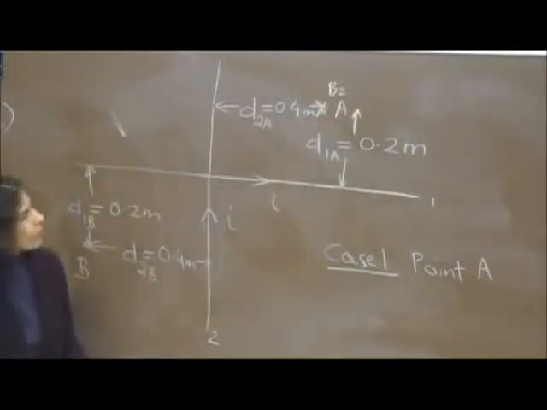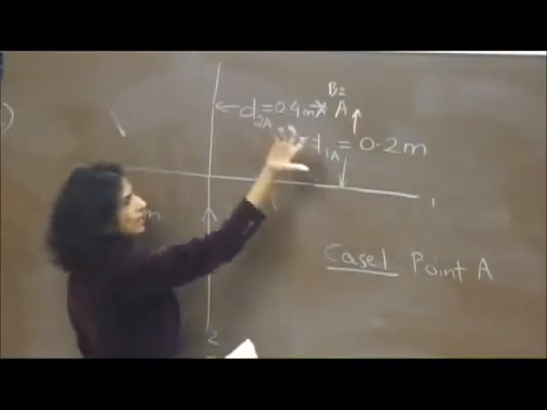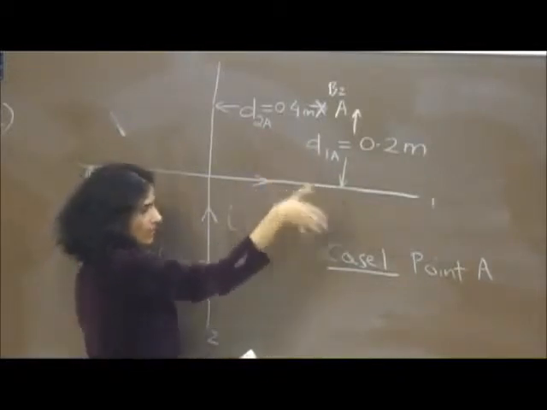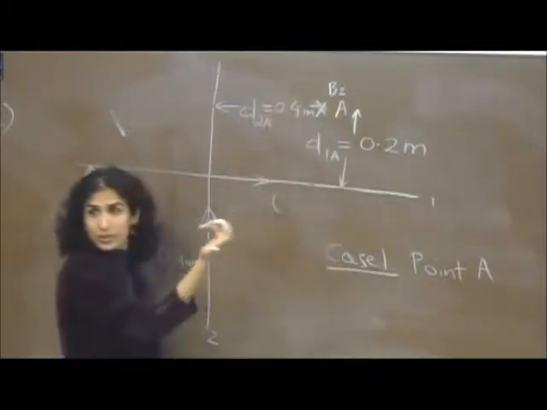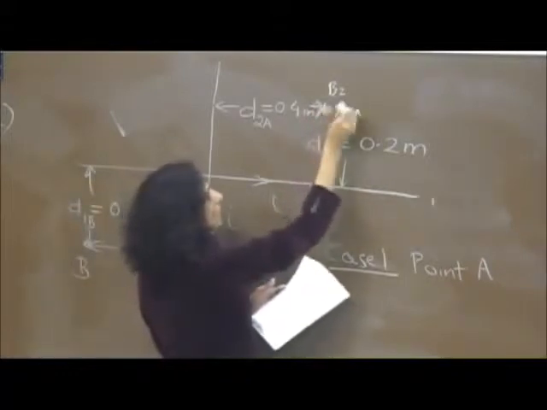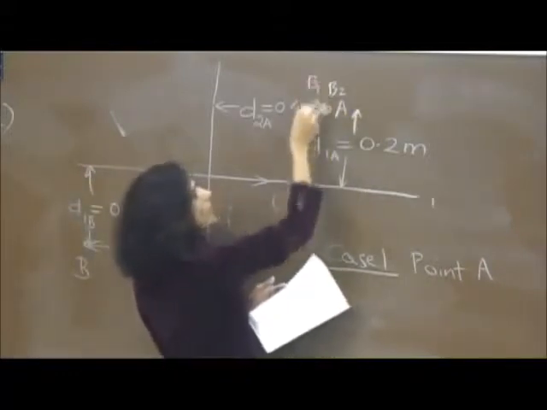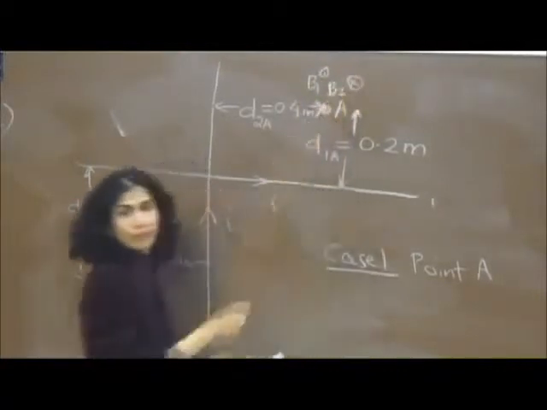What about B1? Put your thumb in the direction of current. You can see that the magnetic field on this side of wire 1 is going in, but here at the location of point A, it's coming out. Is everybody agreeing that the magnetic field B1 is coming out? So B1 is a dot here, and B2 is a cross here.